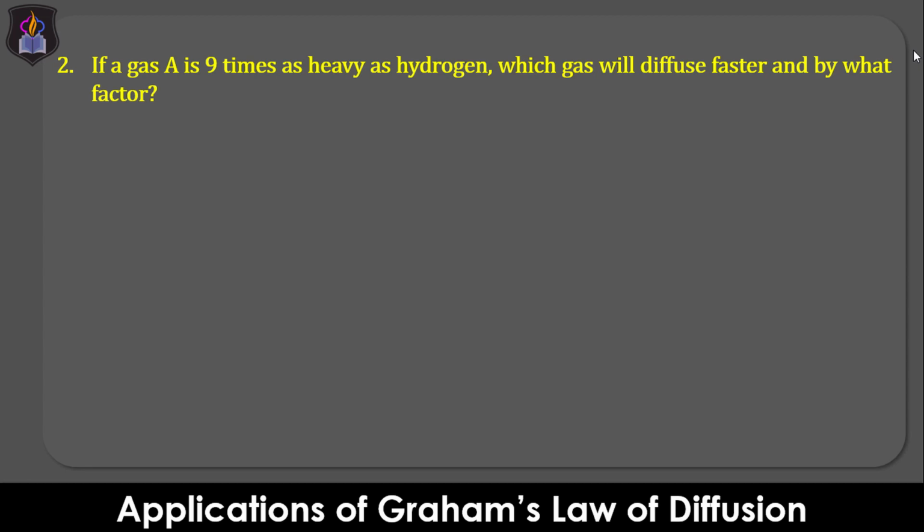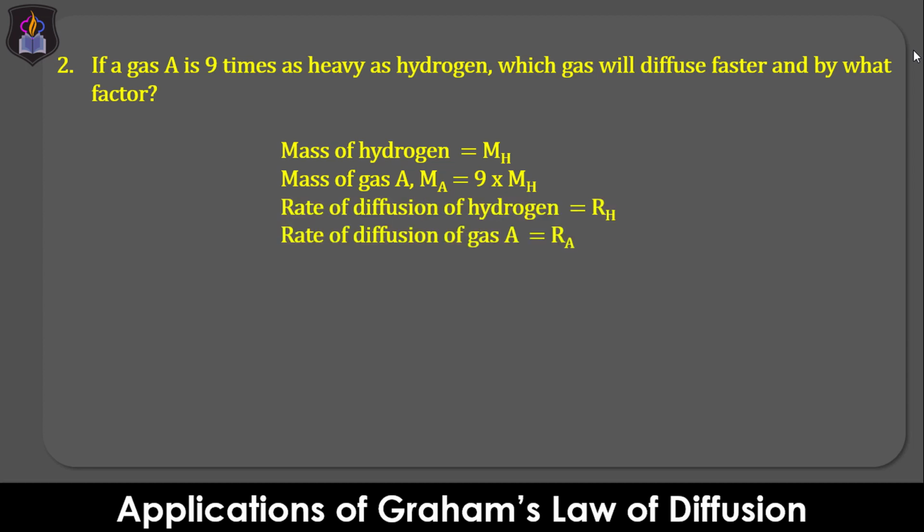If a gas A is 9 times as heavy as hydrogen, which gas will diffuse faster and by what factor? In this question, we are expected to determine the ratio of the rate of diffusion of hydrogen and gas A using their masses. Therefore, from the given parameters, if the mass of hydrogen is mH, then the mass of gas A will be 9 mH. Let the rate of diffusion of hydrogen and gas A be RH and RA respectively.